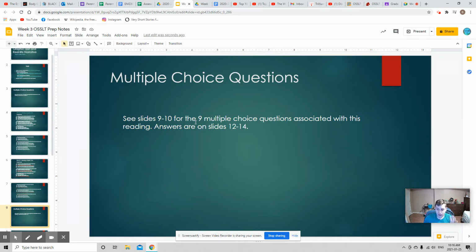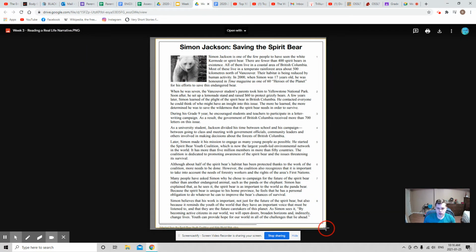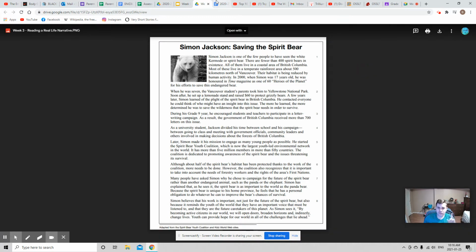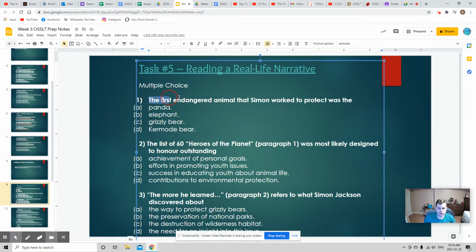So this time there are 9 multiple choice questions, but there is no short answer writing. So what I'd like you to do is read this article on your own after you read the questions. So the first endangered animal that Simon worked with to protect was, so what animal did he protect first?